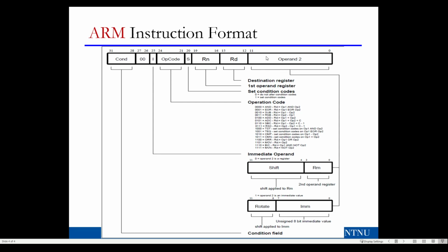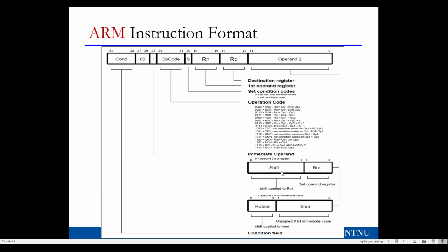And the second operand might be in a different location. It might be encoded in different ways, and how exactly it is encoded is told by bit 25. If bit 25 is 0, that means the second operand is in a register, and which register is represented by bits 0 to 3. So this is the second register that would be used for the computation. Not only that, the content of this register can be shifted before doing the calculation, and how much it should be shifted is described by bits 4 through 11.